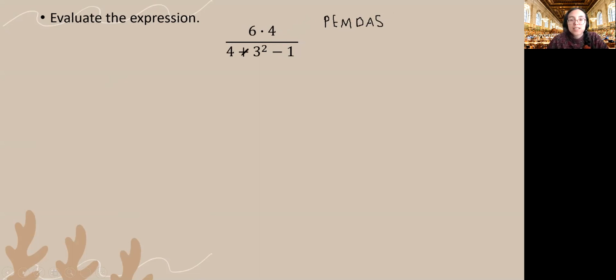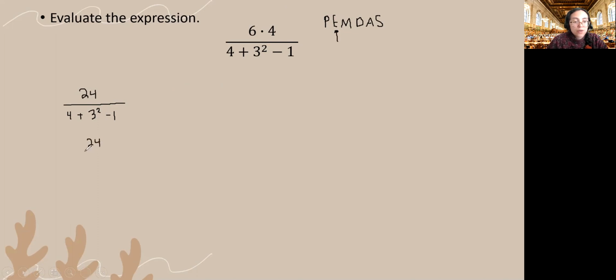I usually like to begin in the numerator. So 6 times 4 is going to give me 24. I'm going to write my denominator. So 4 plus 3 squared minus 1. On the denominator, I have addition, an exponent, a power, and subtraction. So according to my order of operations, I need to do the power first because I don't have any parentheses. So that's where I'll start.